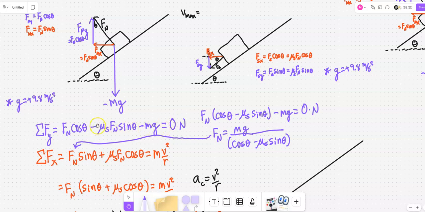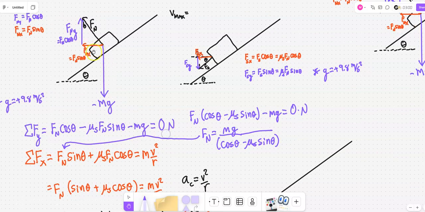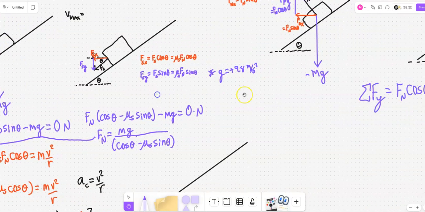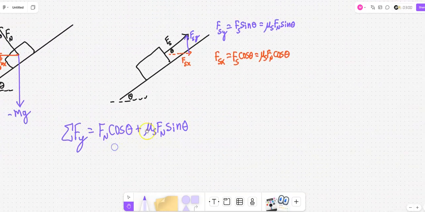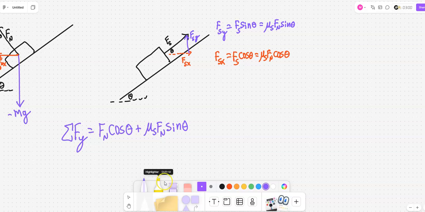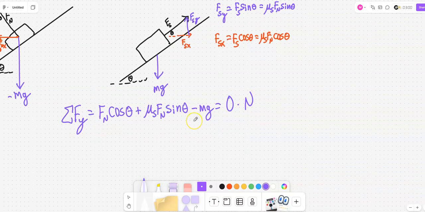And when we did it before, you could see right here, we had some negative values. This was pulling down. And now it's going to be positive because it's going up. Do not forget, we have mg as well. So minus mg. Again, this is not hurling towards the center of the earth or flying into space, so the net force in the y direction is 0.